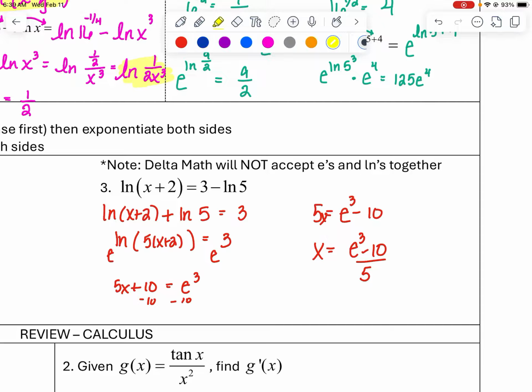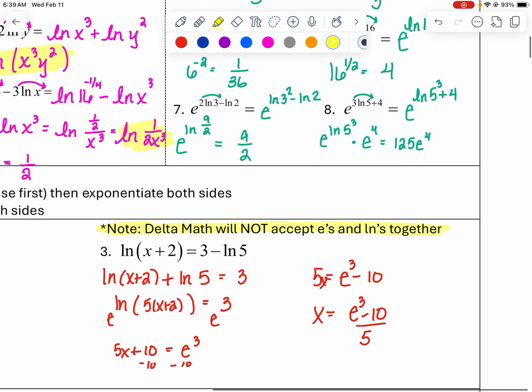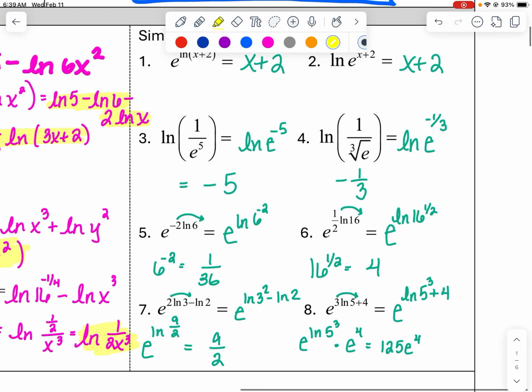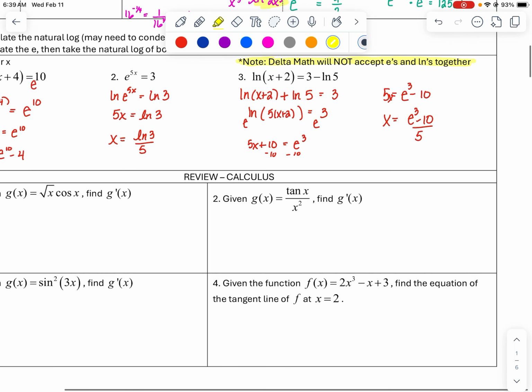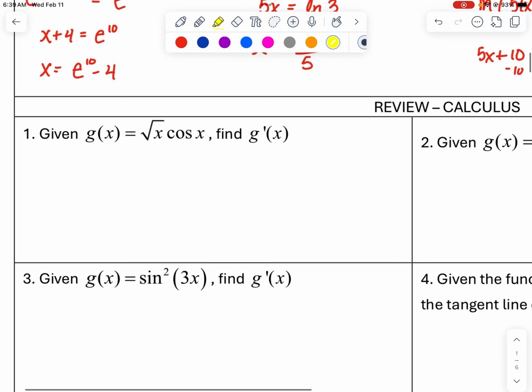So a note here, Delta Math will not accept e's and natural logs together, so you may have to do some sort of simplifying, expand and condense like we did here on these problems. If any of your answers look like this after solving, then you need to do some simplifying so that e's and natural logs are not together. So that's our review of e's and natural logs.